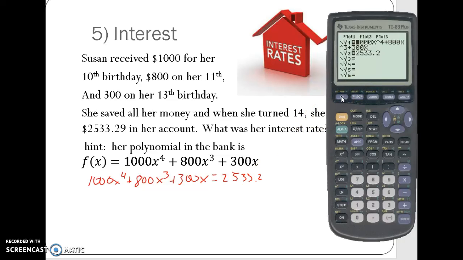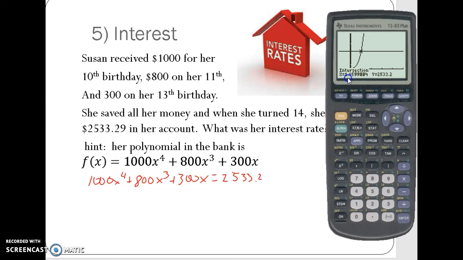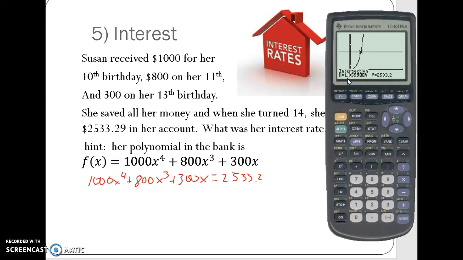And then I'm going to put those in my calculator. One equation is the left-hand side of the equation. The other equation is the right-hand side of the equation. And when I go to graph it, it looks like this. I want to find the point of intersection. So I'm going to move down to intersect. And you can see that the intersection point is 1.0599. Well, 1.0599 is really close to 1.06, so it would be about 6% is what she makes on her account.